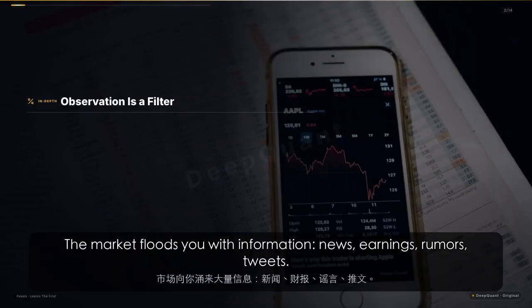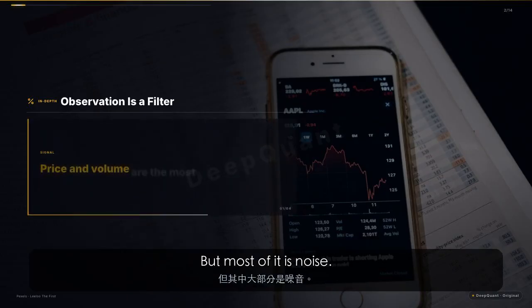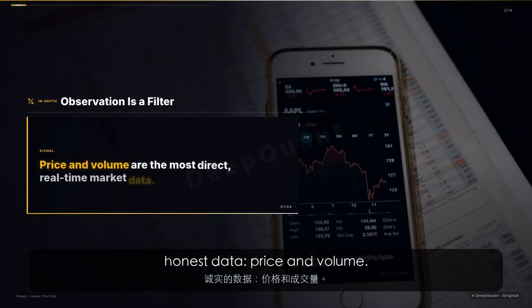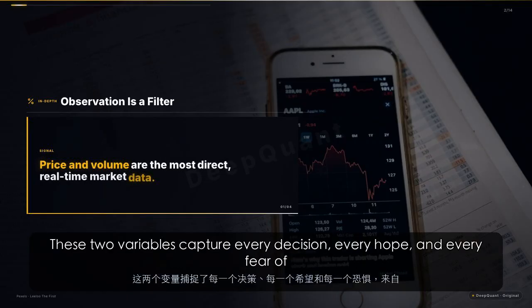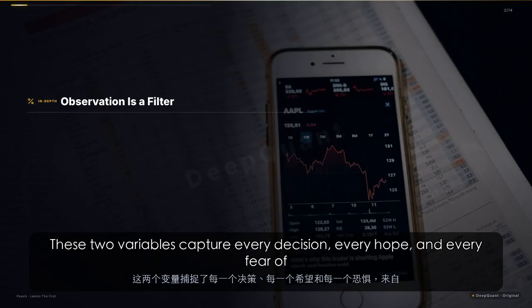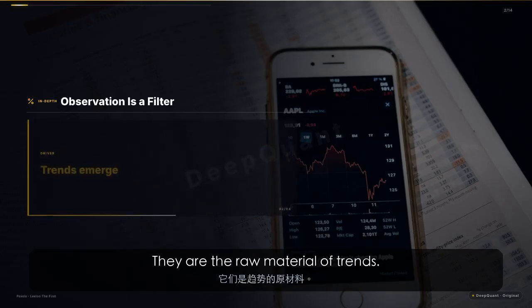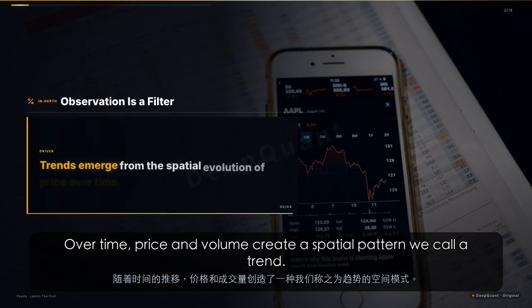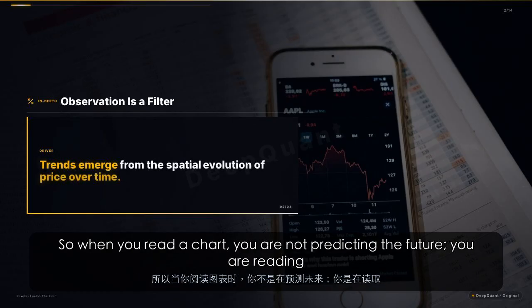The market floods you with information: news, earnings, rumors, tweets. But most of it is noise. The key is to filter out everything except the most direct, real-time, and honest data: price and volume. These two variables capture every decision, every hope, and every fear of every participant. They are the raw material of trends. Over time, price and volume create a spatial pattern we call a trend.